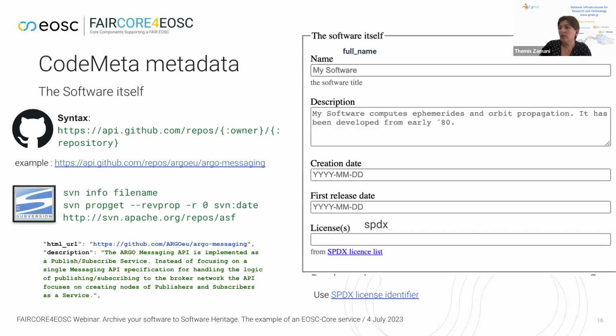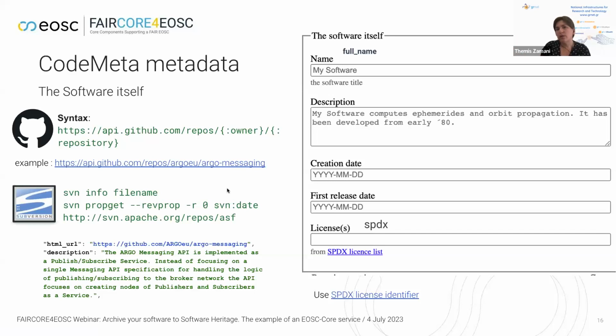The name, the description, when the project was created, and the first release date. Of course, we must not forget the license, because using the license identifier makes the information more interoperable. So we have to add this information to start describing our software in Software Heritage, in the CodeMeta JSON file.